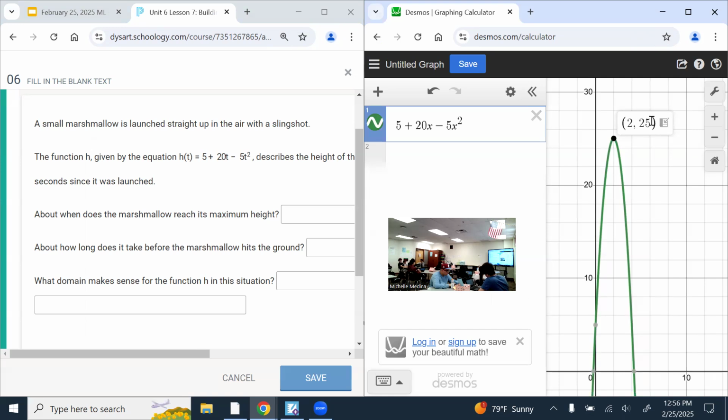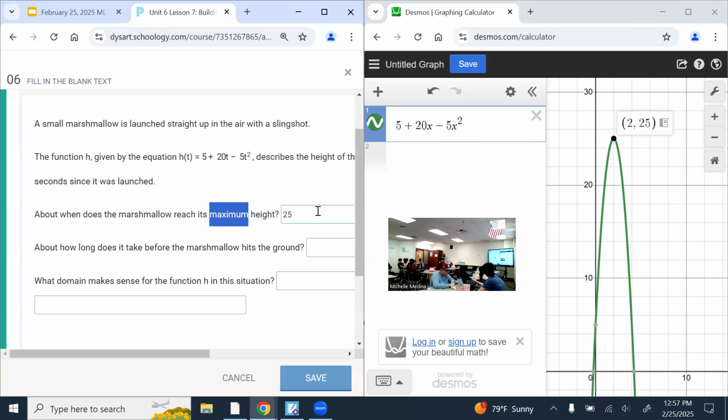What value is the answer? Is it going to be 2 or 25? 25, right? Because your x-axis is the time, the y-axis is the height. So make sure you're putting the correct number. In this case, when it's just asking for the maximum, you're not going to put the whole vertex. You're just going to put the maximum, which is the y. Make sense so far? Okay. So that's my maximum height.